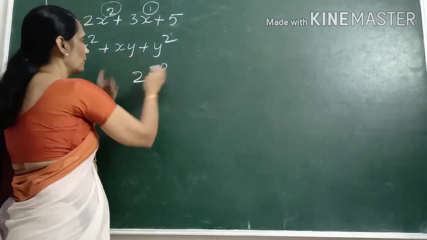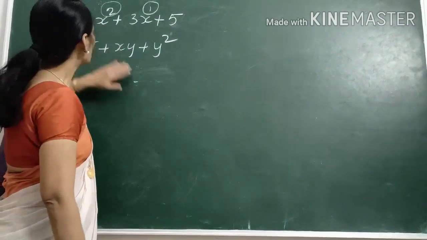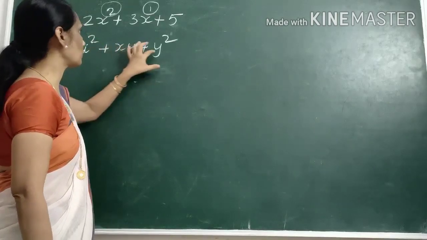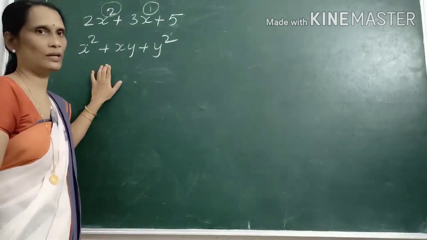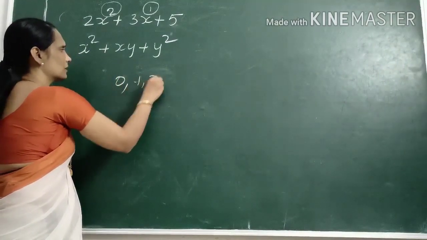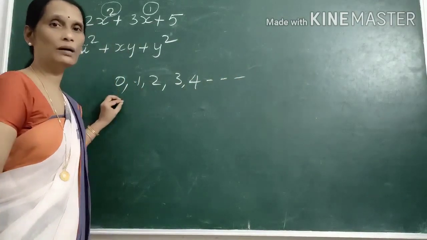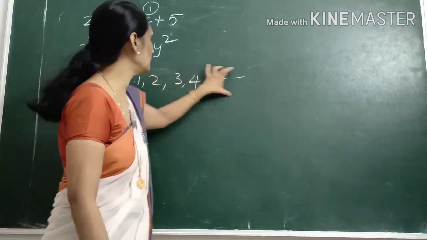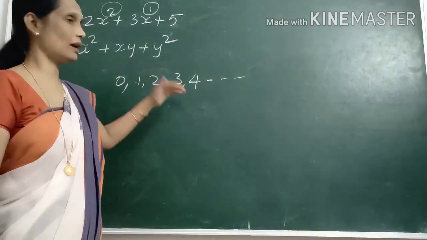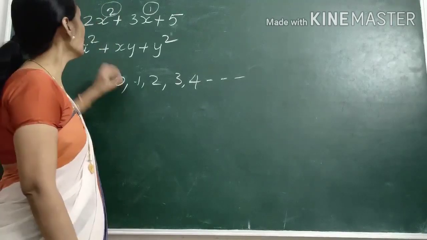So all this we will learn in the next class, types of polynomials. See here, this is a polynomial, and this one, x square plus xy plus y square, is also a polynomial, because the powers are positive integers or whole numbers. If any of these numbers come as the powers, then we can call them a polynomial. The exponent should not be a rational number or a negative number, otherwise it won't become a polynomial.